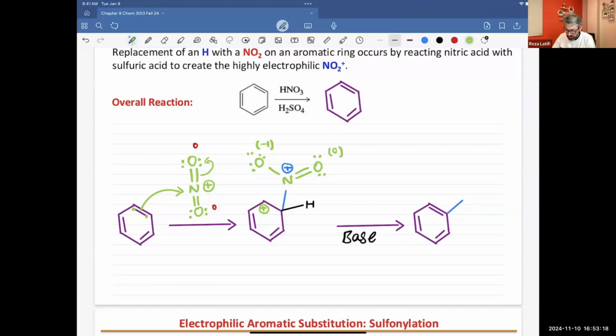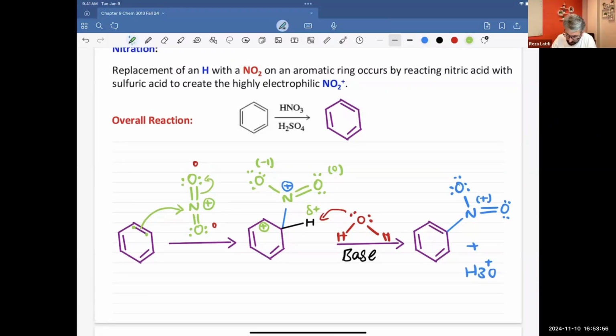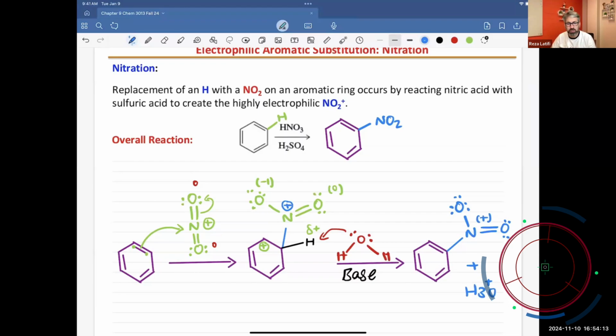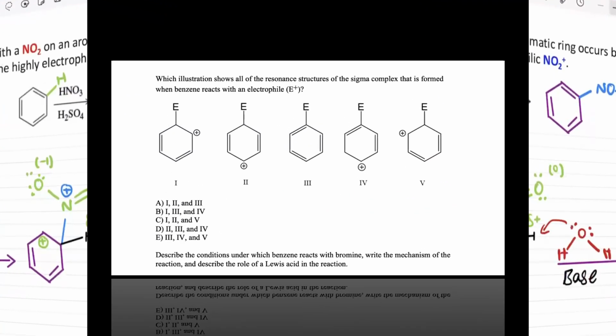We need to have a base to take hydrogen. This hydrogen is going to be a really acidic hydrogen. So if we introduce a base there, something like water, that can do the job for us. It will go after the hydrogen and remove it, and it will give us this compound. Plus, we get a hydronium ion. So the main product is replacing a hydrogen atom by NO2, and this reaction we call nitration. The hydrogen atom on the benzene molecule got replaced by NO2, and the correct name for the reaction is nitration.